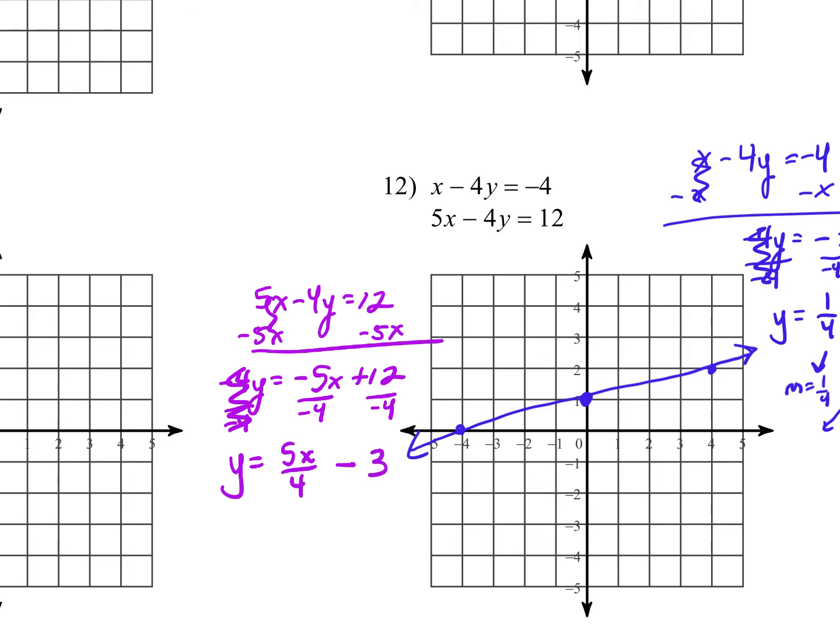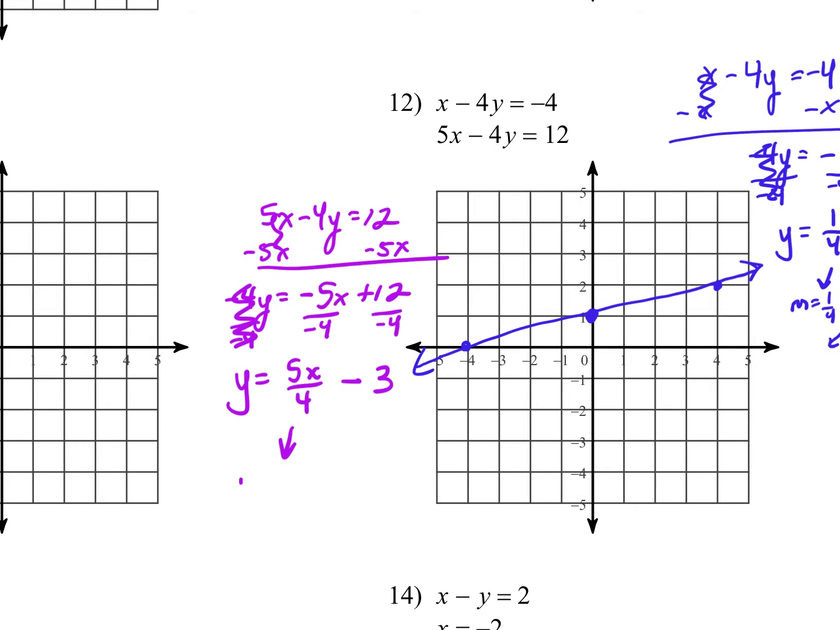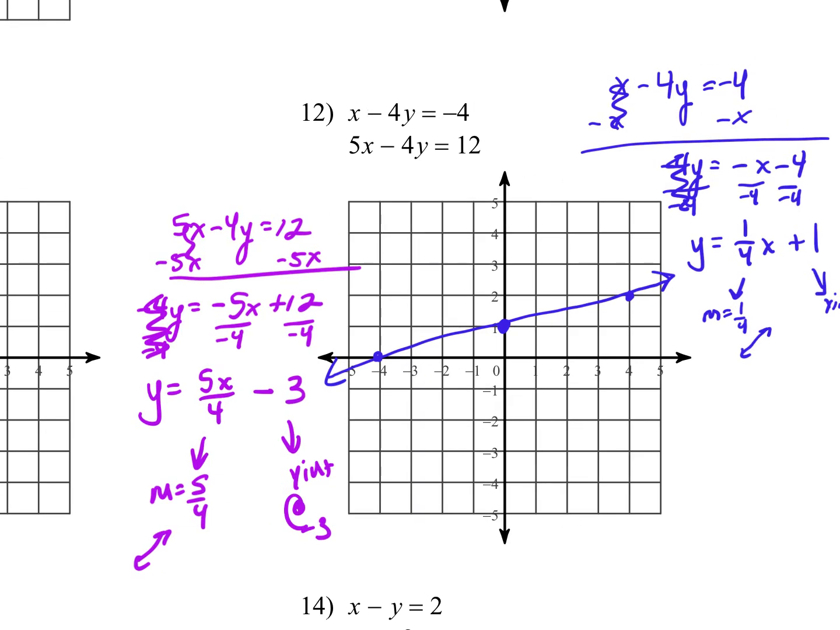Minus 3, good. So my slope is going to be a positive 5 over 4. My line's going to go upwards. And then my y-intercept is at negative 3. So I go here, negative 3, up 5, 1, 2, 3, 4, 5 over 4, 1, 2, 3, 4. Works out nice and pretty. Straightest line y'all have ever seen your whole life.